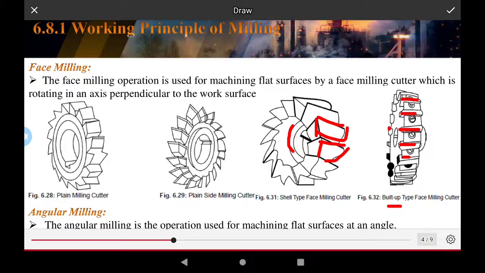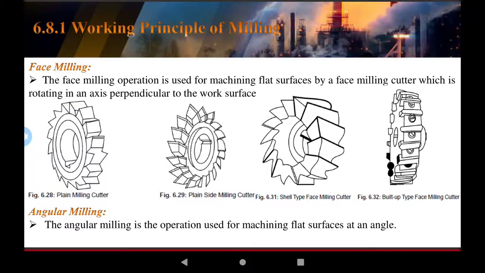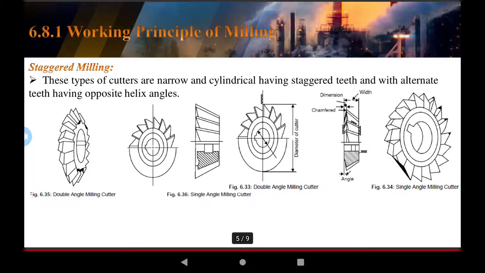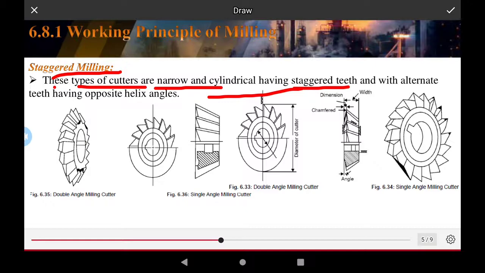Angular milling machines. Angular milling is the operation used to machine a flat surface at an angle. The working principle of the milling machine continues. The types of staggered tooth milling cutter: a cylindrical cutter having straight teeth, with alternate teeth having the opposite helix angle. This is the double angle of the machine cutter.